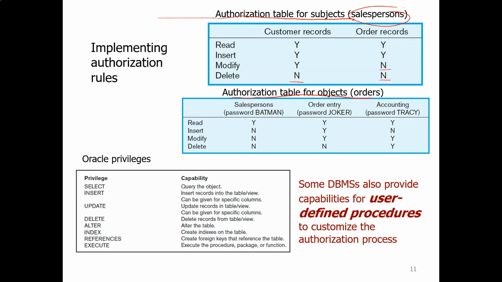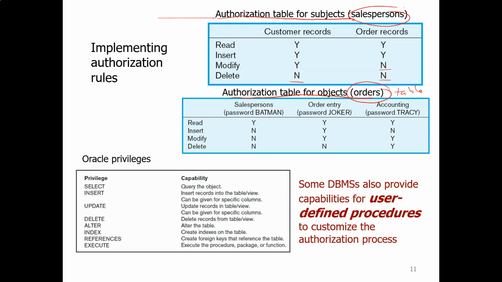Then we also use the authorization tables for objects. And objects are referring to the data elements or data objects. In this case, the object is the orders table. For this particular table, the salespeople can read but cannot insert, cannot modify, cannot delete. And the people who are doing the order entry, they can read, they can insert, they can modify, but they cannot delete. And for accounting people, they can read, they cannot insert, they can modify, and they can delete.